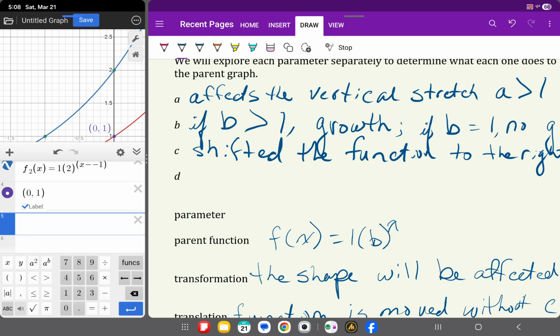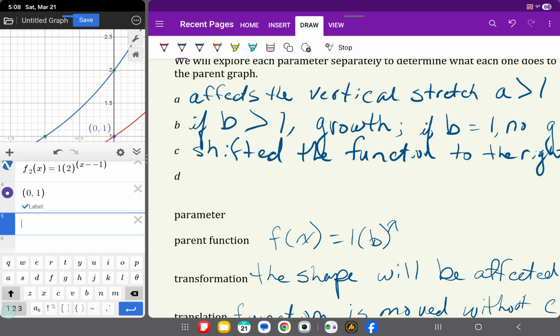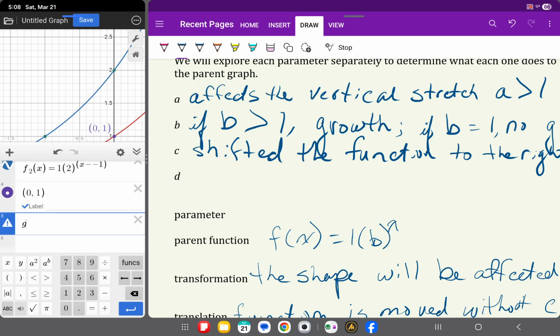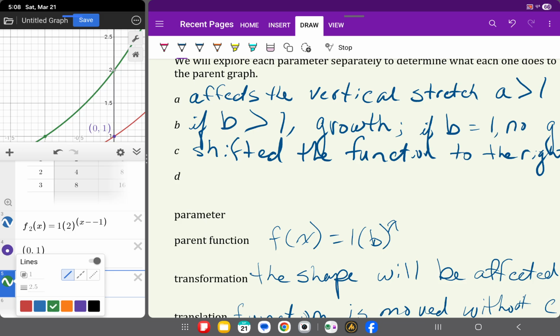So I can also graph this as, I'm going to just do g of x this time. G of x, I'm going to make the color green. Hopefully it'll come up green. All right, we're going to do equals, 1 parentheses 2, raised to the parentheses x plus 1, close parentheses, and again I'm going to change its color to green because I want it to be green to show.